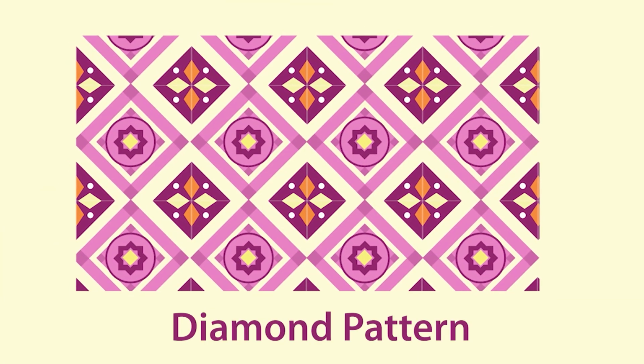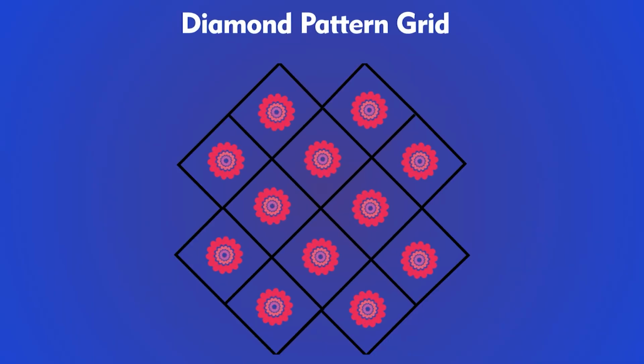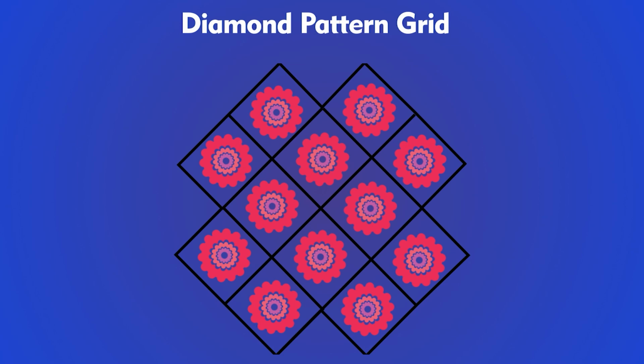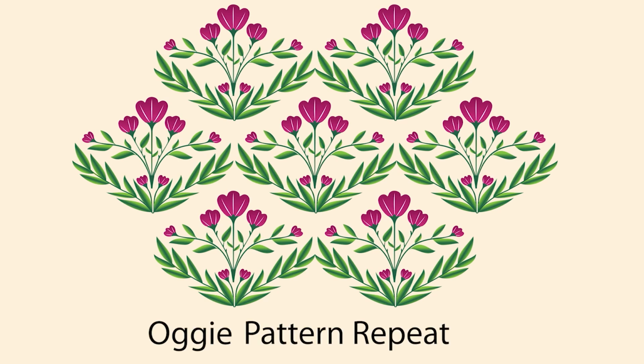Fifth one is diamond pattern repeat. The diamond pattern repeat is a repeat of pattern in diamond shapes and is frequently used in embroidery work and textile designs. It is created by repeating diamond shapes in the grid format, resulting in the elements being arranged in diagonal row format.